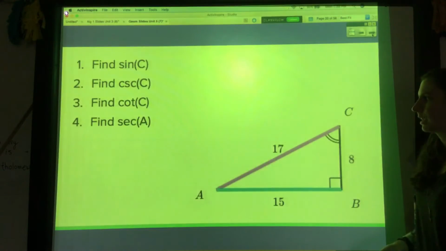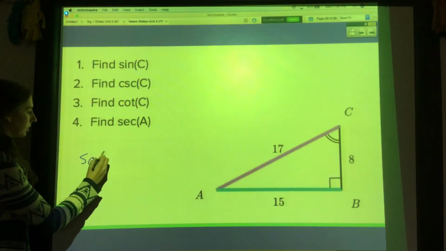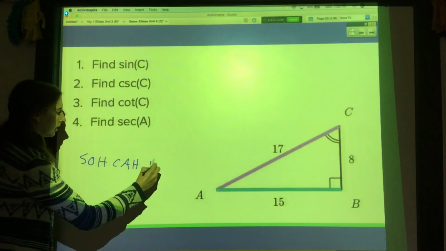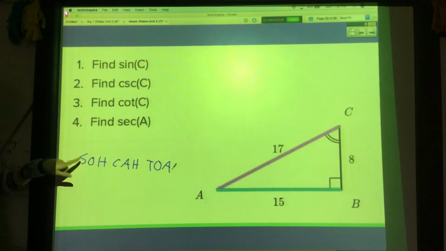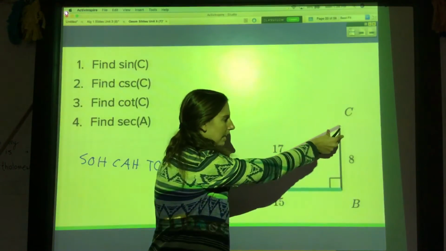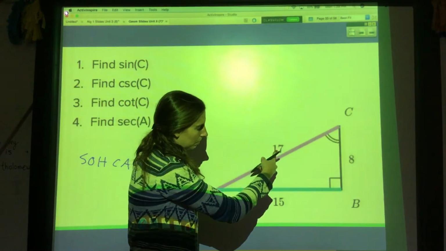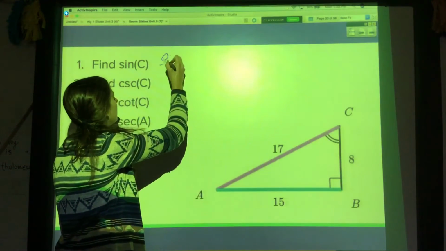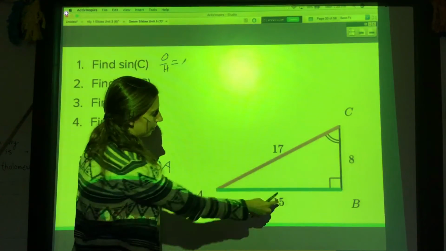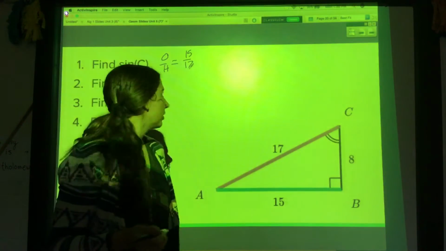Let's go through a couple examples. First, I just want to find the sine of angle C. So if it helps you to write out SOH CAH TOA, this tells me that the sine is opposite over hypotenuse. And we're looking at angle C, which is here. So compared to this angle, that's the opposite side, and this is the hypotenuse. So opposite over hypotenuse would be 15 over 17. Again, sorry the board's tripping out.